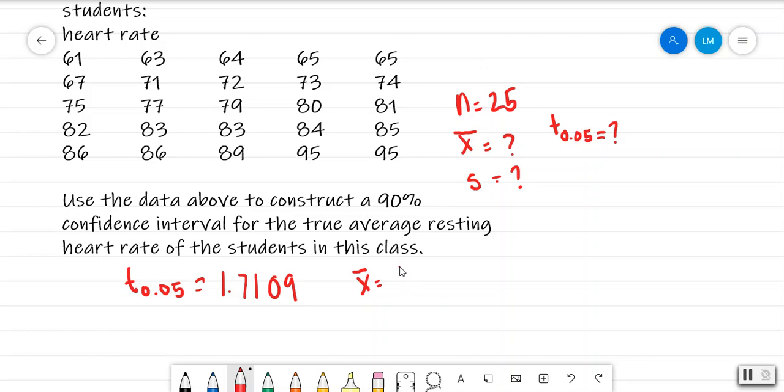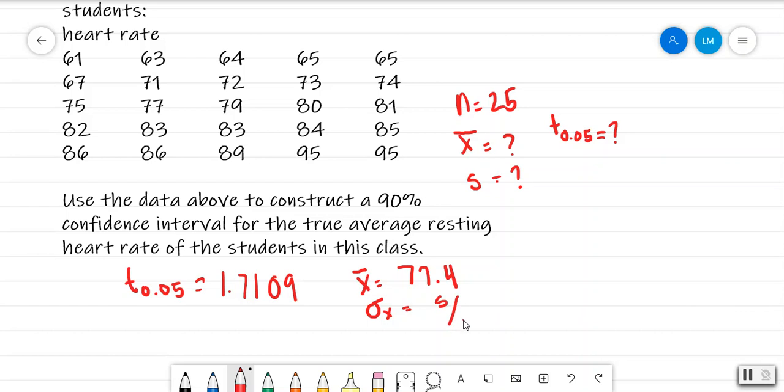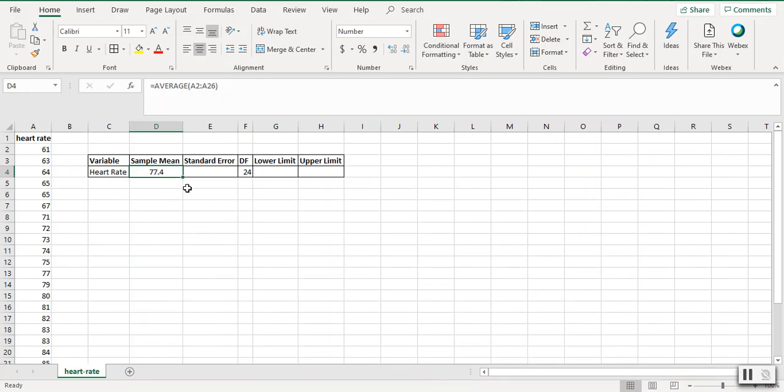So we have this mean is 77.4. And then from here, we're going to look for the standard deviation. Technically, I can look for the standard deviation and then take s and just divide that by the square root of n. So this would actually be divided by the square root of 25, and we just need to get the standard error.